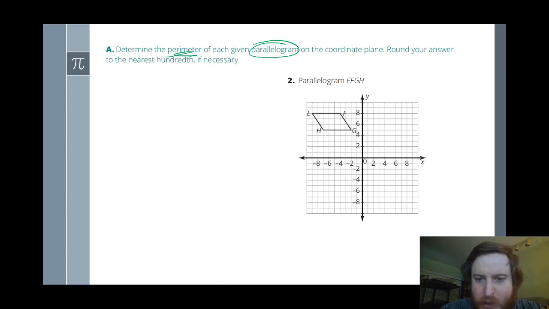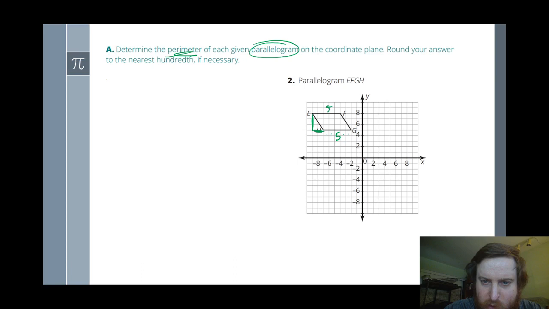So any lines that are horizontal or vertical, we can just count 1, 2, 3, 4, 5. This guy's also going to be 5. Opposite sides on parallelograms are equal to each other. And then to get this guy, we have to do a squared plus b squared equals c squared. So that's 2 and that's 3. I'm going to put a c there. So 2 squared plus 3 squared equals c squared. That's 4 plus 9 equals c squared. 13 is c squared. Take the square root.